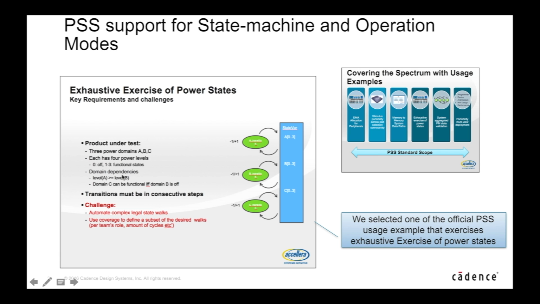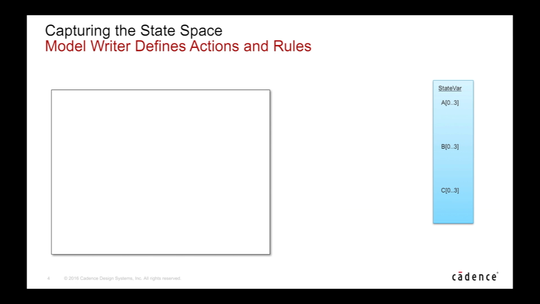So this is part of the requirements, and what we want to do is make legal transitions, maybe exhaustive transitions. We may want to activate traffic, but of course you don't want to activate traffic if the power state is off, etc. And we want to do coverage for that. So this was one of the official use cases that will be provided with the standard as well. And let's see how we first model the rules and requirements in PSS.